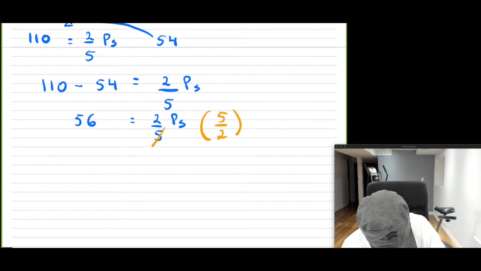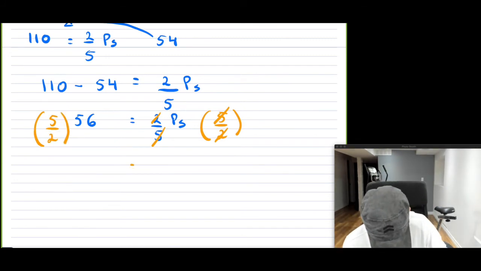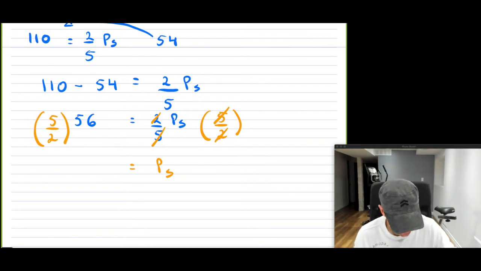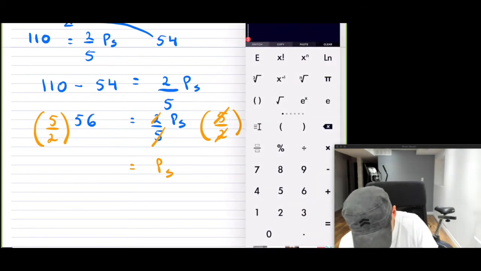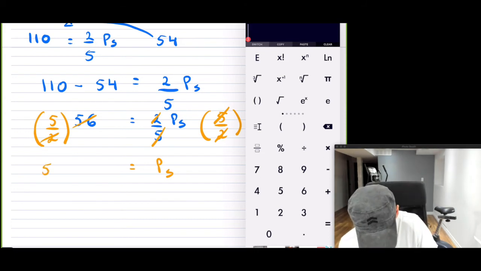So notice I want this to cancel out, so I have to do that to both sides. All right, and this will equal PS. Okay, and now we can go ahead and do that. Actually, the 2 and the 56, notice that actually cancels.